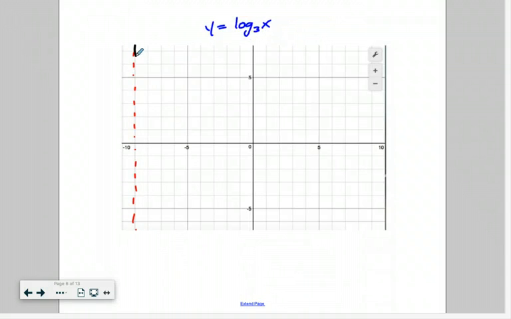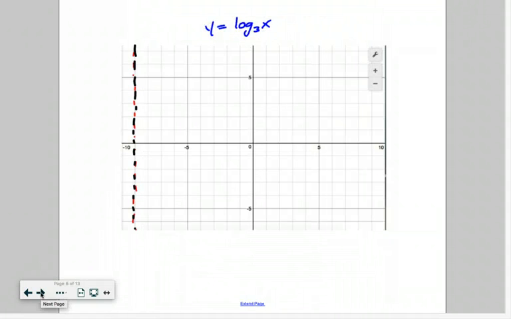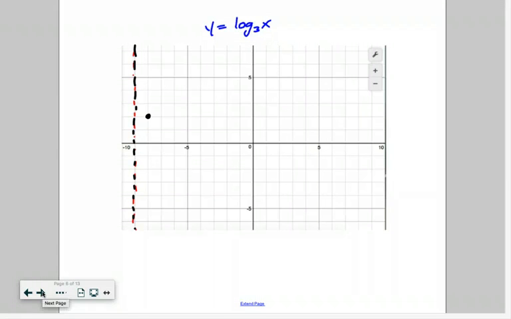So here's that vertical asymptote at x equals minus 9. And then we just start using those point values. So negative 8 and 2. Negative 6 and 3.